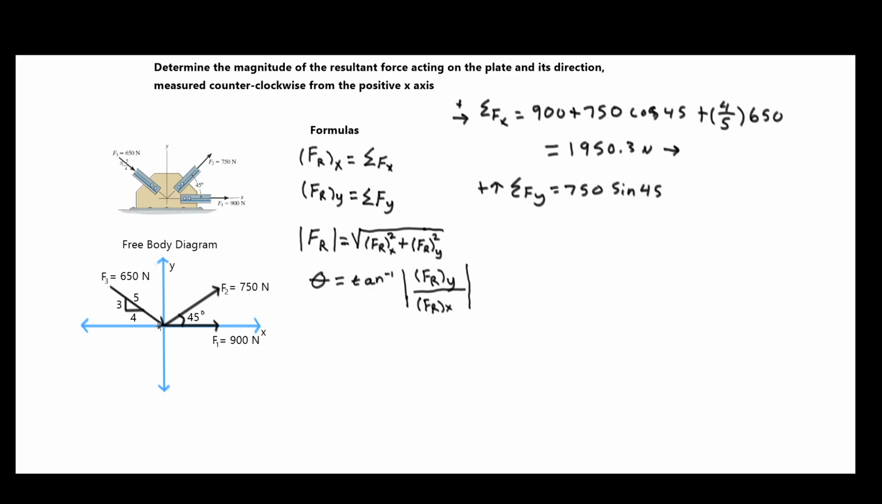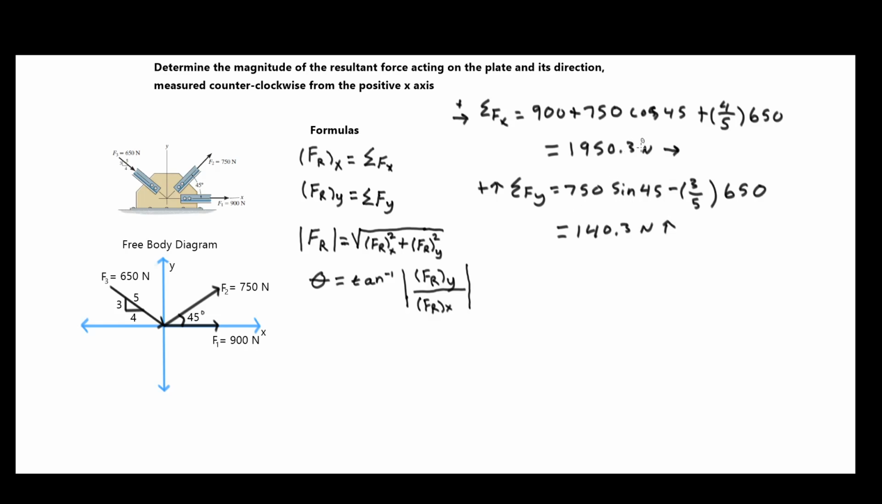Now we look at this force vector here. You can see that's going in the negative direction. So we'll have minus, and then once again we're going to use our x and y components in this triangle. The y component of this triangle is 3, and we'll divide that by 5. So minus 3 over 5 times 650. And that's it for our y components. And then subtracting these together, that gives us a value of 140.3 newtons in the positive y direction.